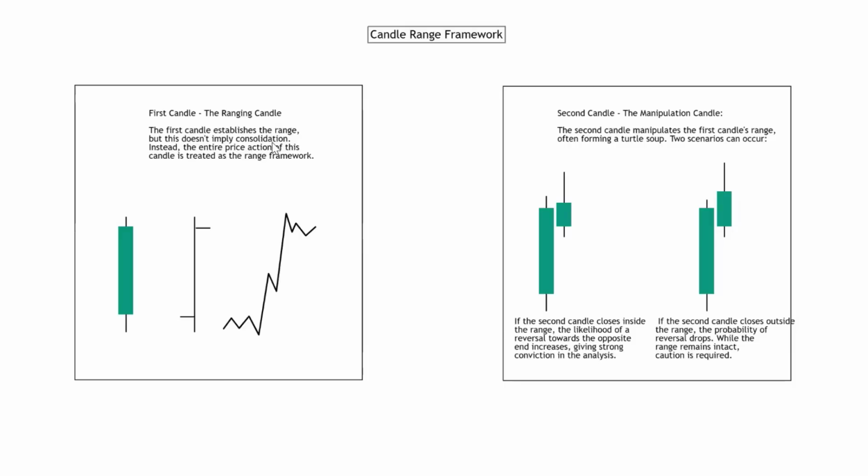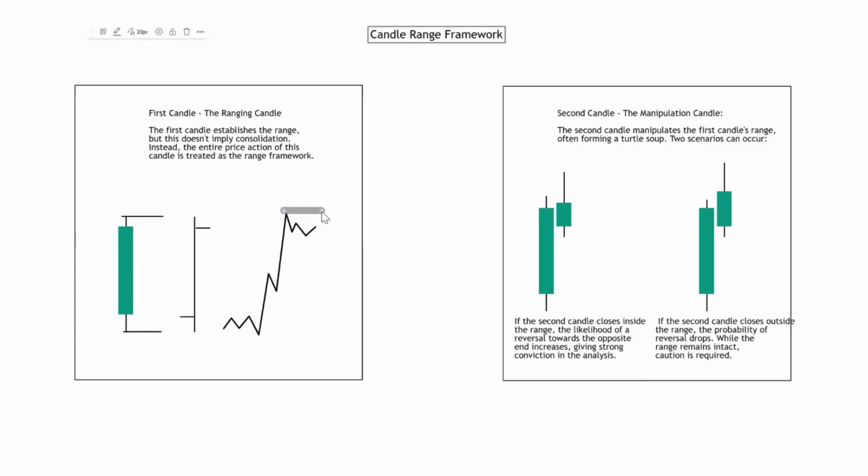That first candle doesn't have to be a range. It could be a full body candle. Instead, the entire price action of this candle is treated as the range framework. So you see, this is a full candle right here. And you can agree with me that this is the high of the range and this is the low of the range right here. You can agree with me that this is what you're likely going to see, where price is trending on the lower time frame.